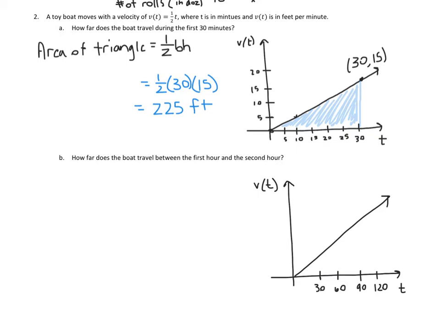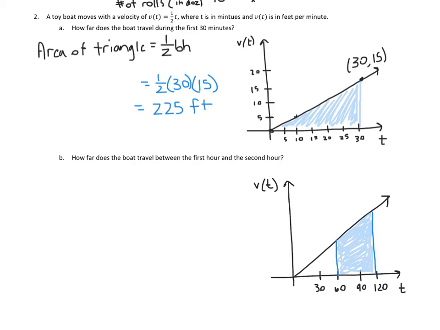So once again, we're going to graph our velocity function, keeping in mind that our variable along the x-axis is t, time in minutes, and then along our y-axis is our velocity function, which gives us feet per minute. So here our first hour, which would be 60 minutes, we want to know how far it's traveled between 60 minutes and then the second hour, which is 120 minutes. So we want to know the area of that figure there between the 60 minutes and the 120 minutes.